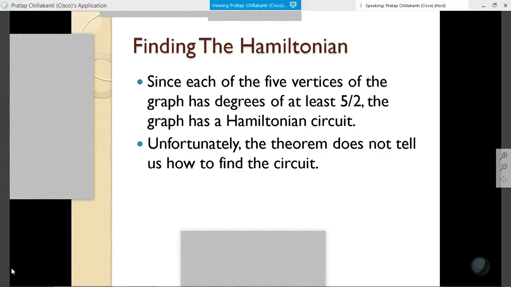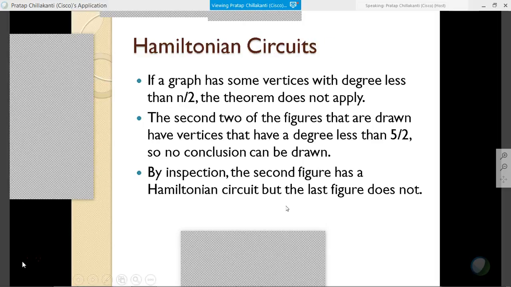The graph of degree at least 5 by 2, the graph has a circuit. Now notice the second bullet here. The theorem does not tell us how to find the circuit. The theorem only says whether it has the circuit or not. But the theorem cannot show us how to find that circuit.